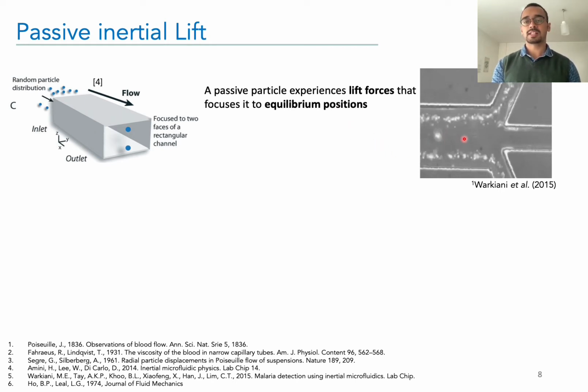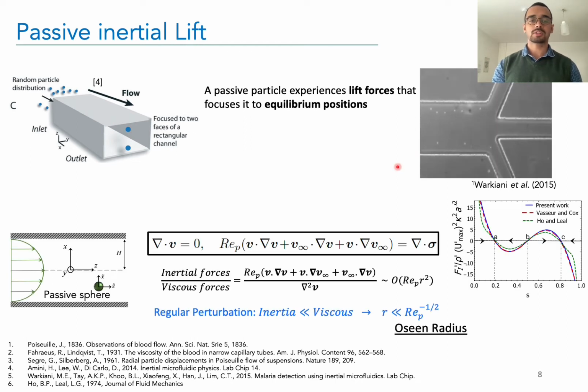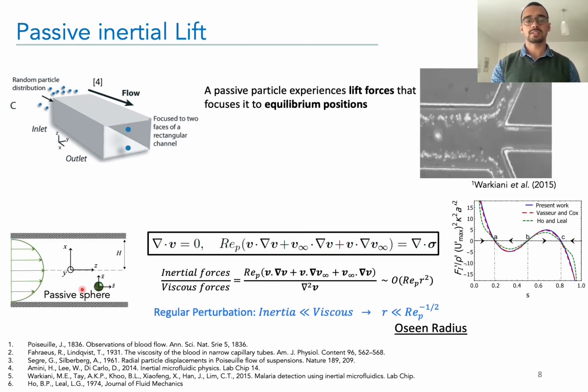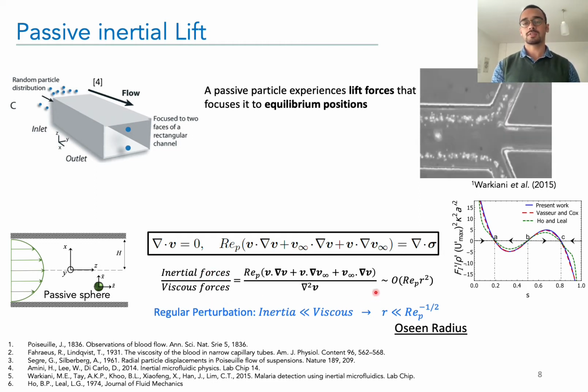And this physics has been used to separate cells in biological liquids. So now to capture this nonlinear effect, we take the system of a passive sphere inside a pressure-driven flow, and we write the Navier-Stokes equations. To decide whether to use regular perturbation or singular perturbation technique, we first take the ratio of inertial to viscous forces, which tells us that the ratio is distance dependent, which gives a constraint on the domain size.